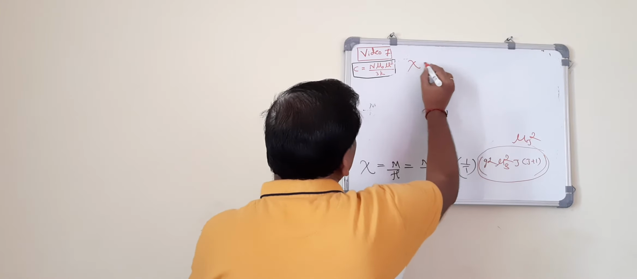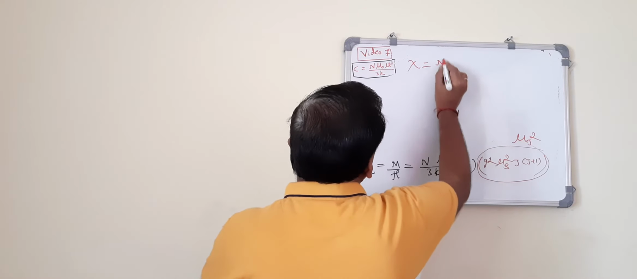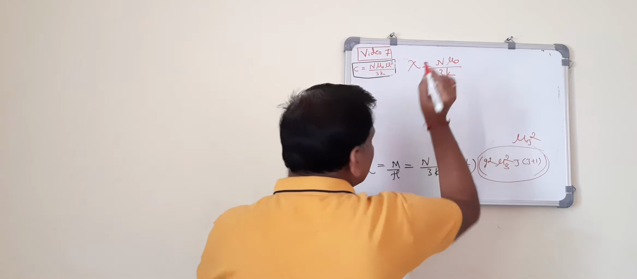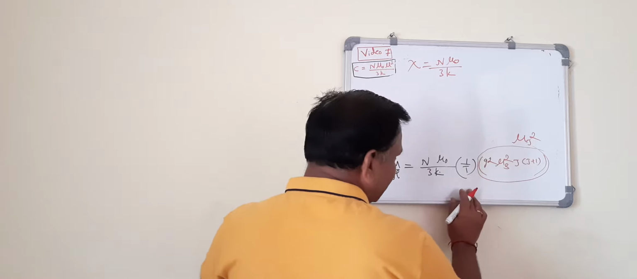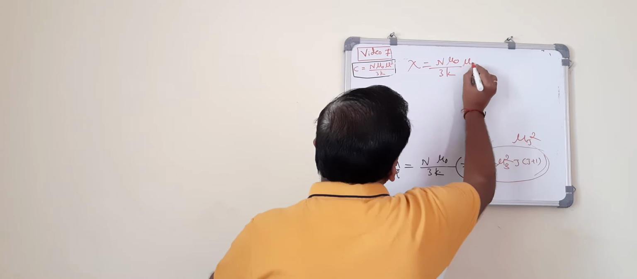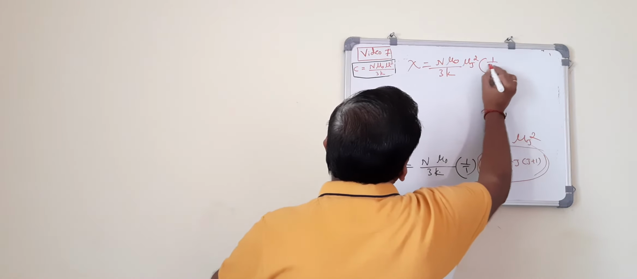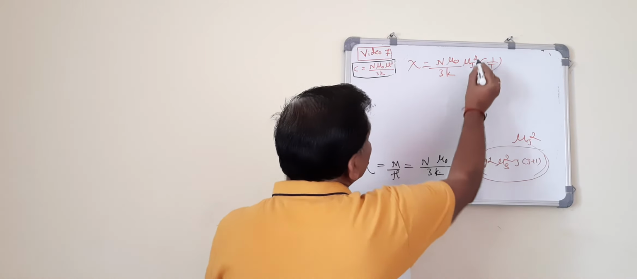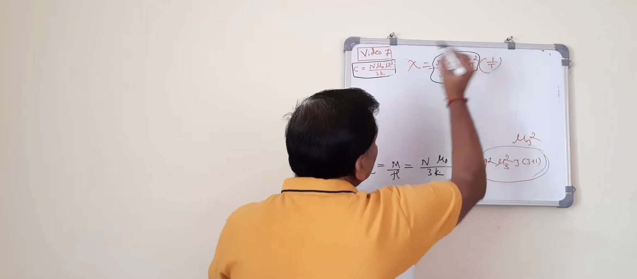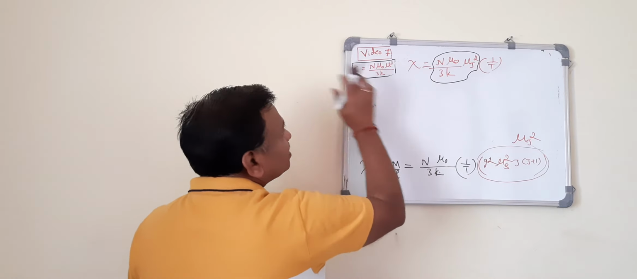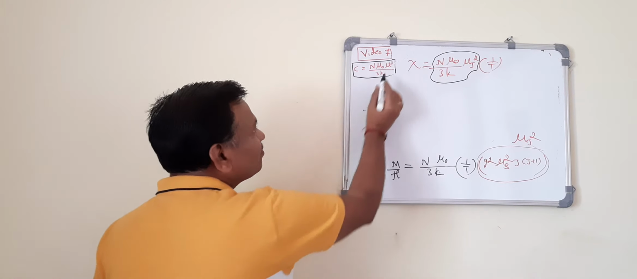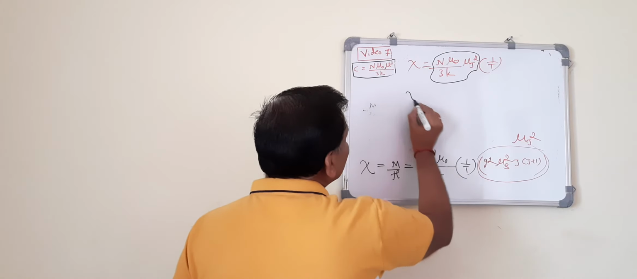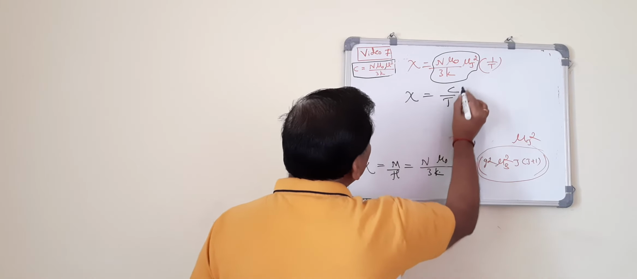Now, susceptibility equals N, then mu naught divided by 3k into 1 by T I will write later. It is mu J square into 1 by T. Here you see, all this term is similar to the Curie constant, but the only difference is that here mu is there, here mu J is there. So that chi equals C divided by T.